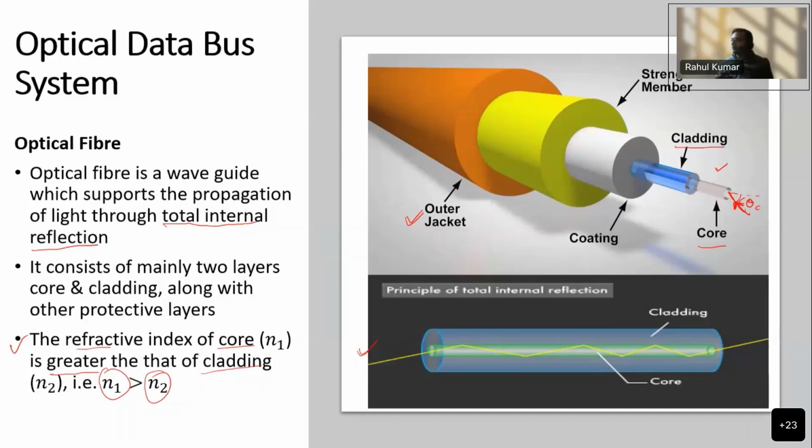These optical fibers are immune to electromagnetic interference, because electromagnetic interference happens in electrical signals, and now we are transmitting the data by using light. So there will be almost no electromagnetic interference, and again, since you are using light, the data transmission rate will also be very high.